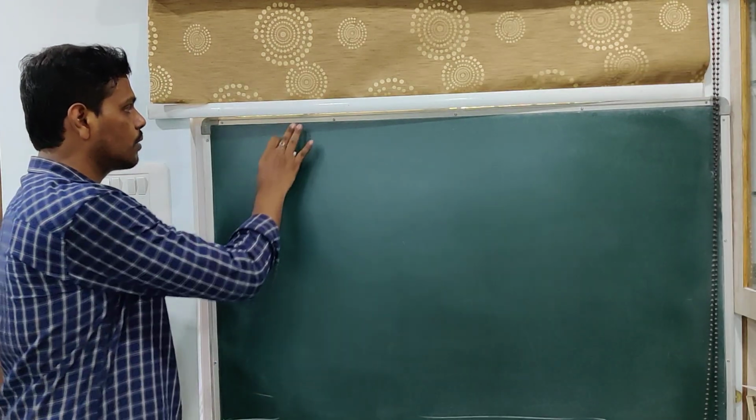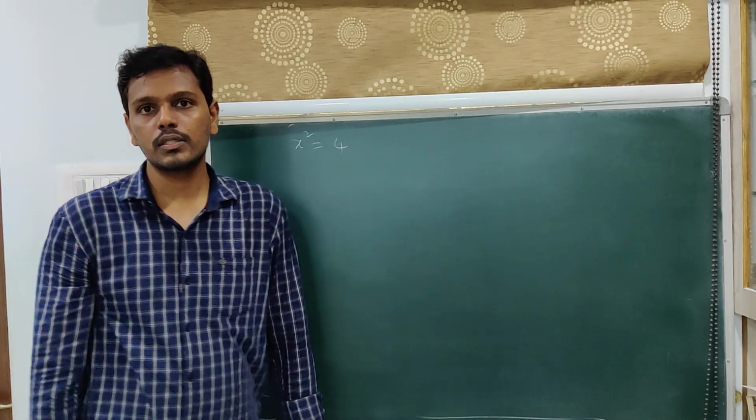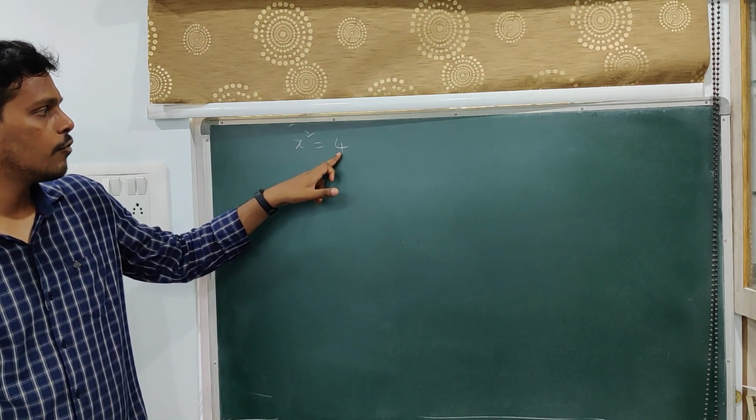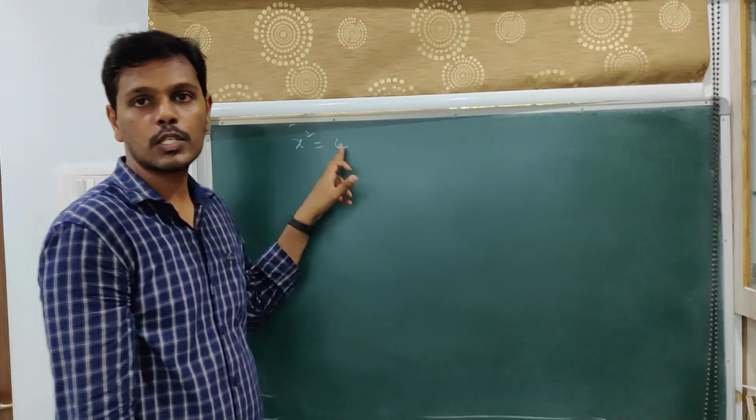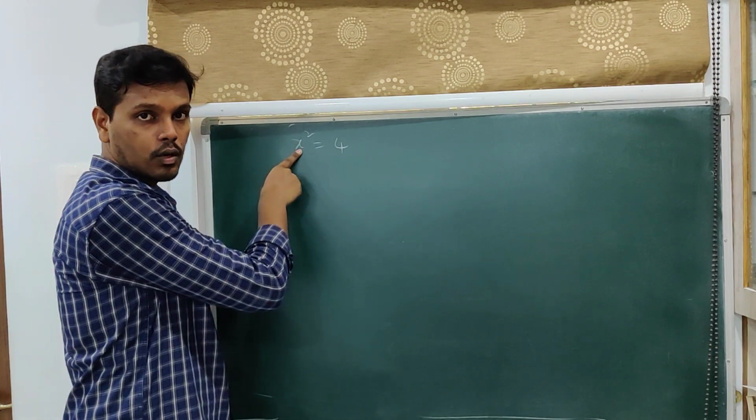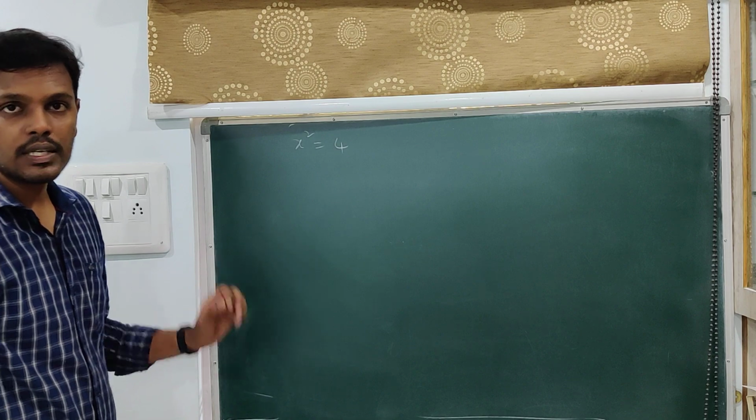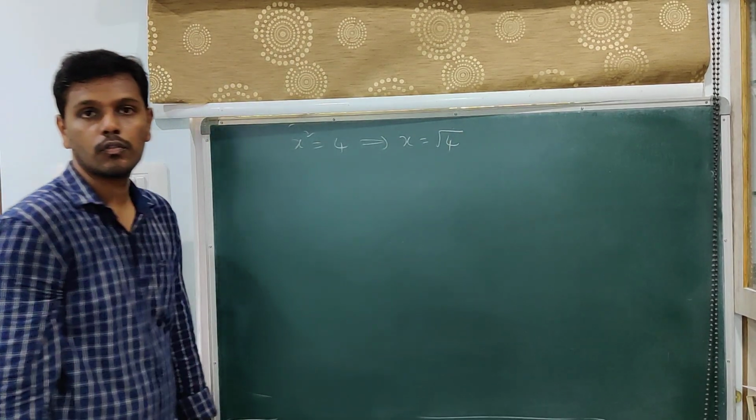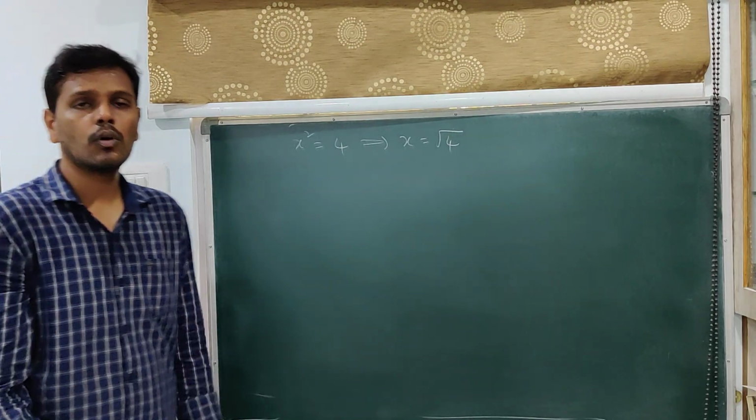So let me take this equation: x square is equal to 4. Here you can say that 4 is called the square of x and x is called the square root of 4. I repeat it again. 4 is called the square of x and x is called the square root of 4, and that x we can write as square root 4.